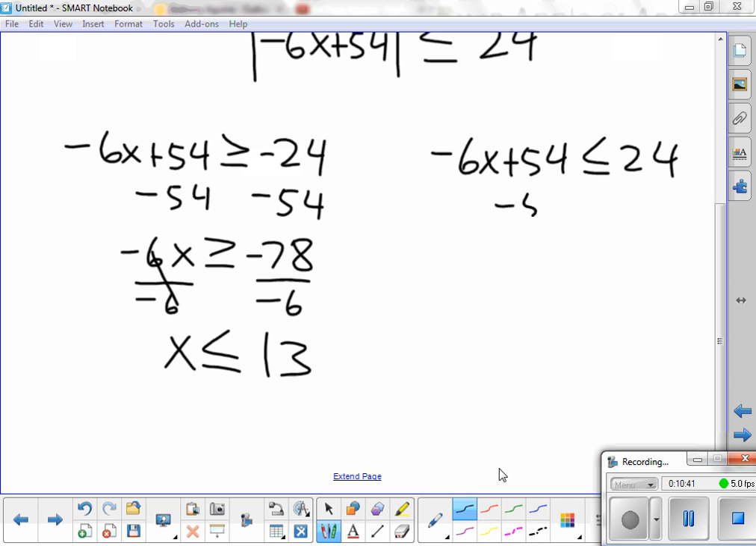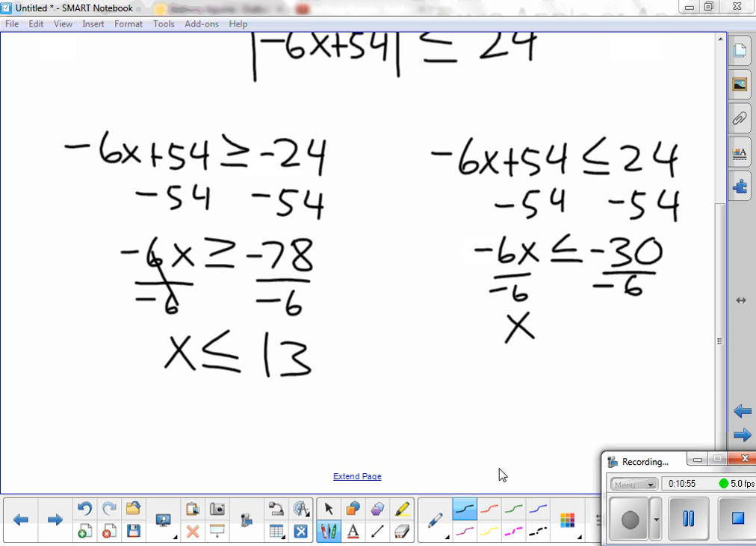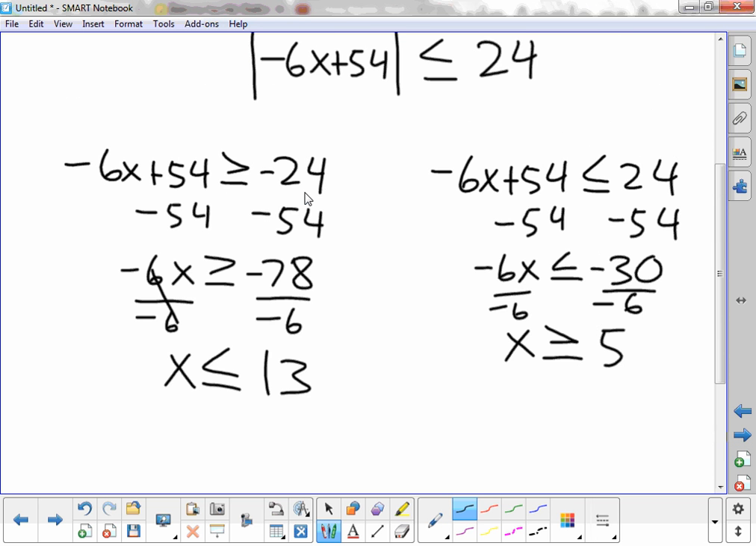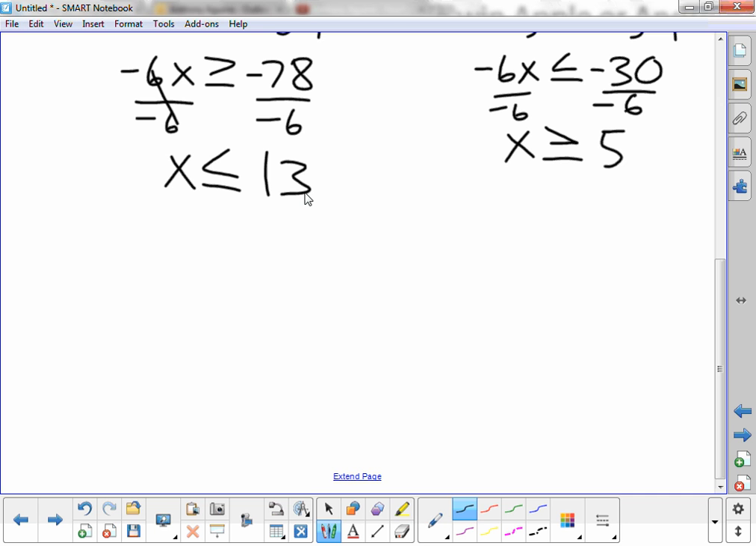Okay, other side, we're going to subtract 54. So negative 6x is less than or equal to, what is this, negative 30. So divide by negative 6. So x is, flip the sign over because you divided by a negative. That's in a previous lesson. 30 divided by 6 is 5. All right, so make sure they're both negative. Yeah, looks good.